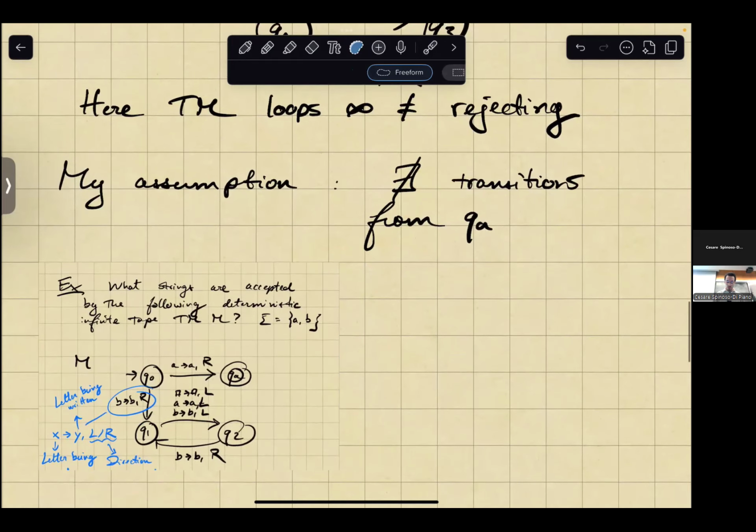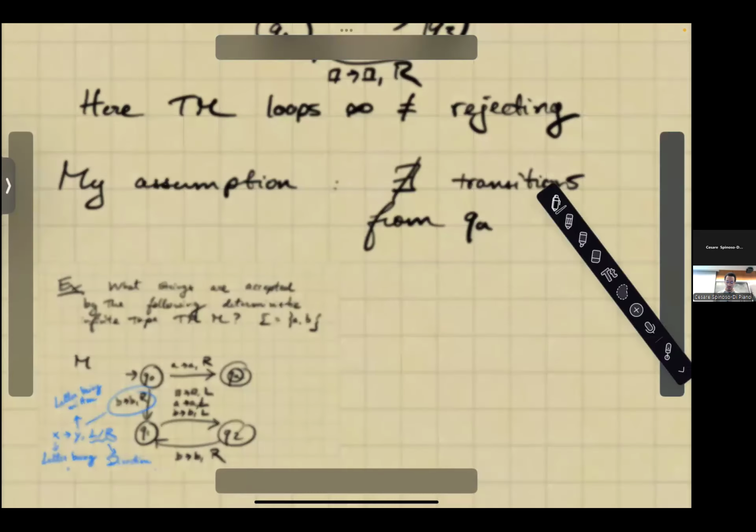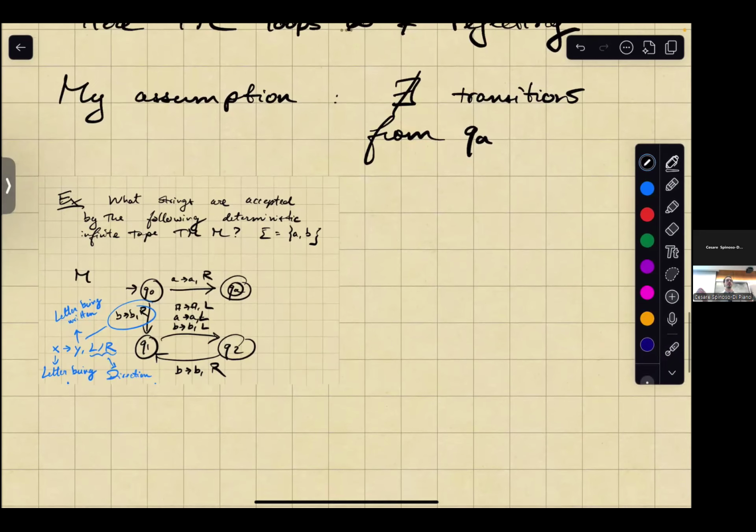So remember the question was now, given all this mumbo jumbo about Turing machines and how they accept and reject and loop, what are the strings that are accepted for this particular Turing machine? If I look at this Turing machine, I see that there's a transition for A and there's a transition for B. So let me analyze this in a way that I already know will be useful.